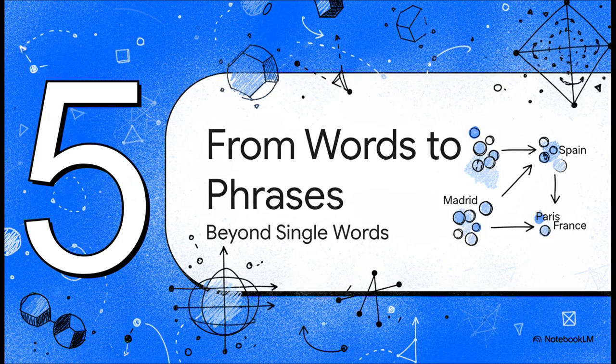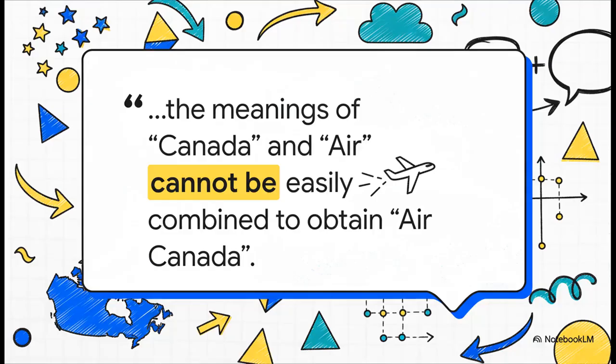Okay, so single words? Check. The model gets it. But what about phrases? Where the meaning is way more than just the sum of its parts. The authors use this perfect example. Yeah, if you just add the vector for "air" to the vector for "Canada," you're not going to land on the airline Air Canada. It just doesn't work that way.